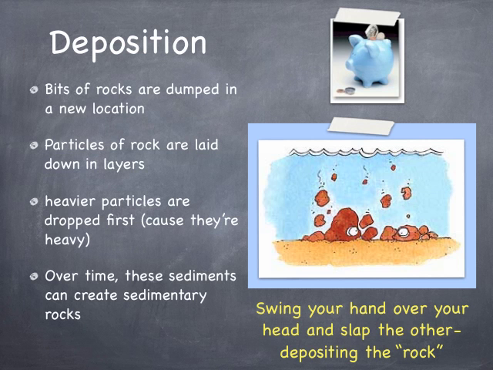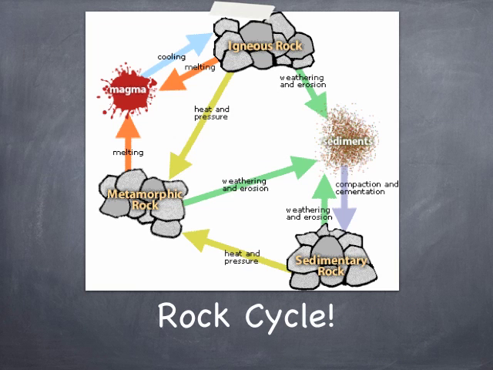They tend to be laid down in layers. The heavier particles drop first because they're heavy. Over time, these sediments will create sedimentary rock. So if you see the picture, the bottom one, you can see the bigger rocks are falling down faster and the little ones follow. So here's your picture of your rock cycle.